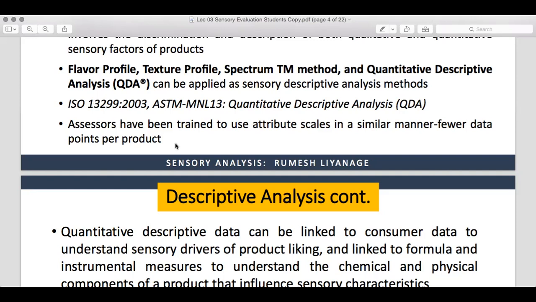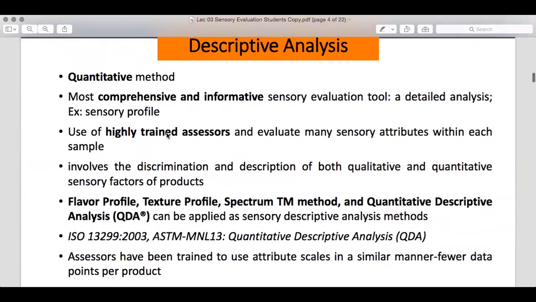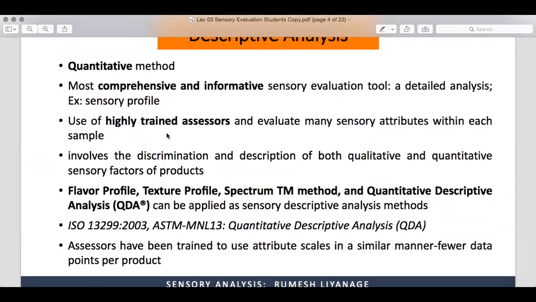So assessors have been trained to use attribute scale in a similar manner. Fewer data points per product. It means all these assessors and panel members should be well trained and reduce the deviation. Right? Reducing the deviation is very important. It means vague answers should be avoided.